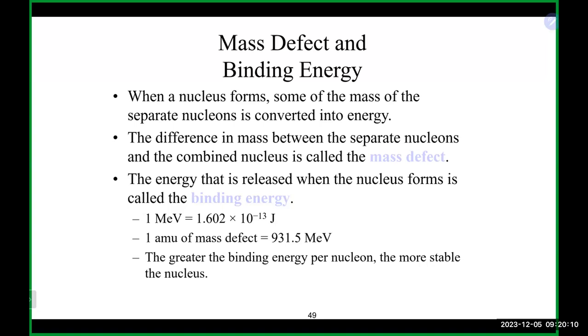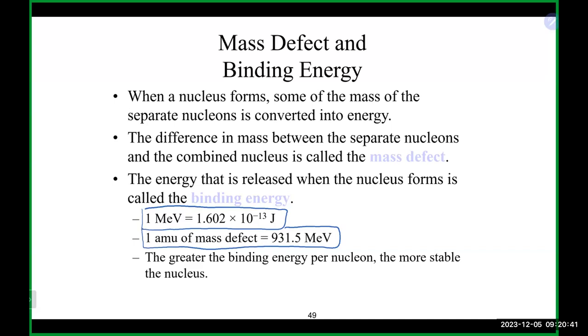There are a couple of conversions you could use where you wouldn't necessarily have to use the Einstein equation. These two are helpful. 1 mega electron volt is equal to 1.602 times 10 to the minus 13 joules. And 1 AMU, which is an atomic mass unit of mass defect, is equal to 931.5 mega electron volts.